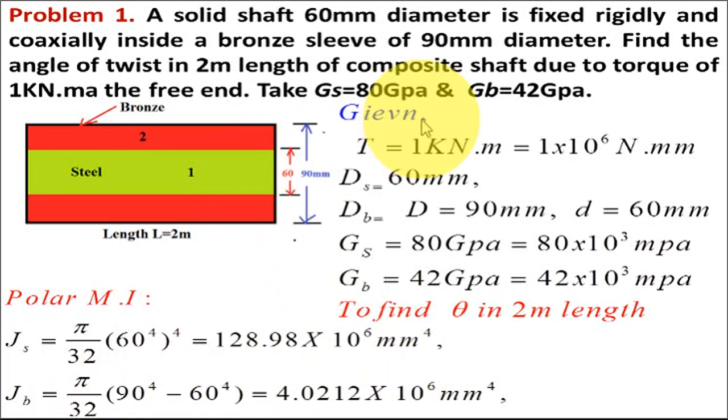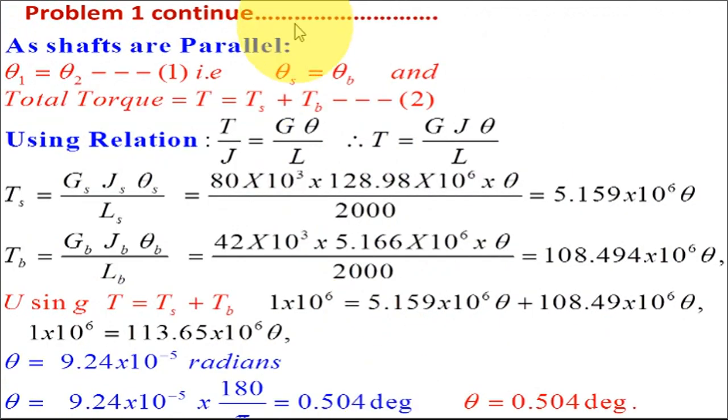Okay. Now you have to calculate angle theta. So first of all you should use condition 1. When shafts are parallel, you know that theta 1 equal to theta 2, that is our first condition. That is, theta of steel must be equal to theta of bronze. दोनों का slope same होना चाहिए. And the second condition is total torque T is equal to Ts plus Tb. Means total torque T equals torque transmitted by steel plus torque transmitted by bronze.